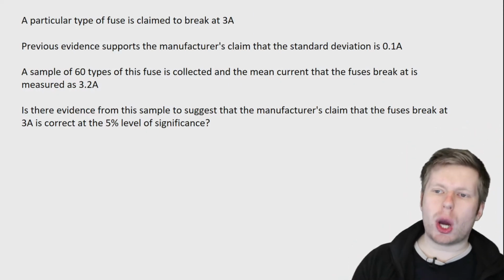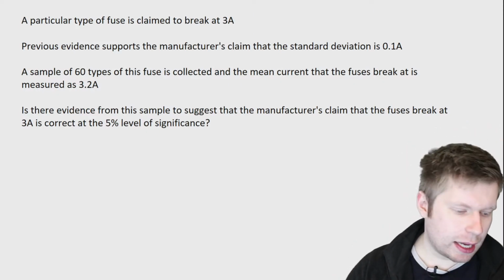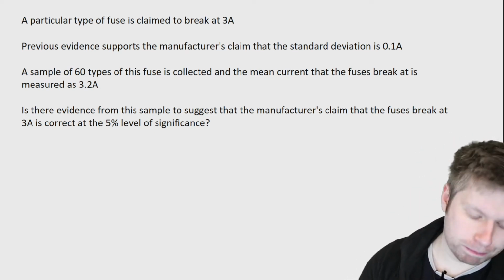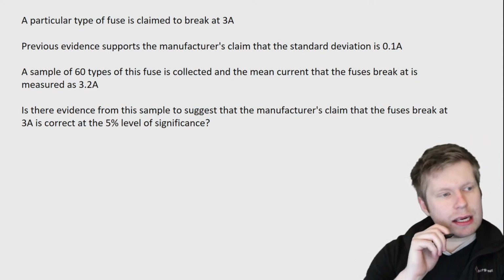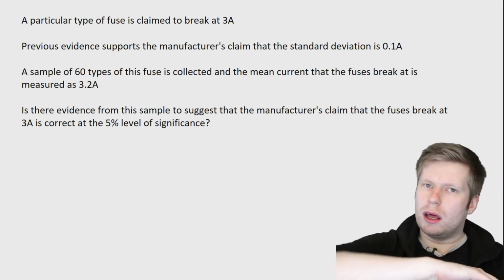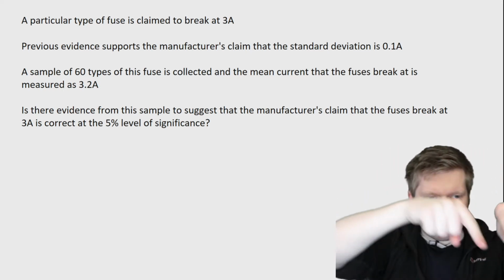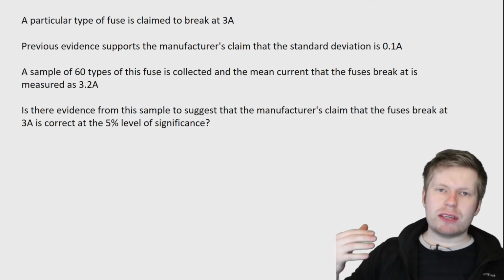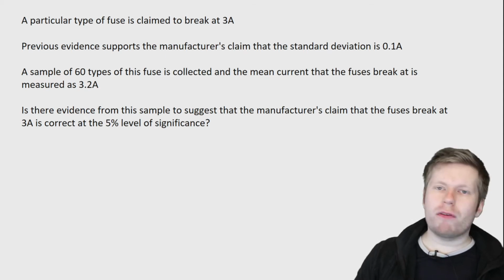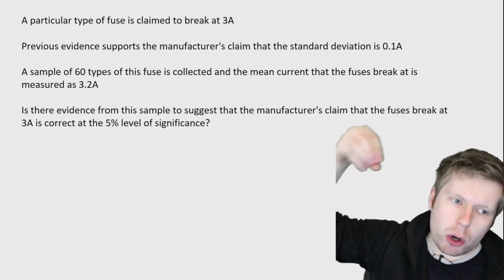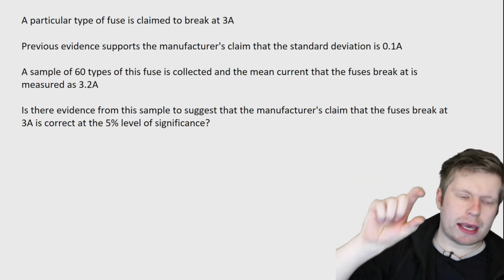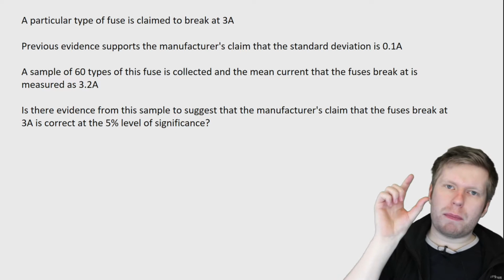I want to show you how you should actually go about calculating this particular test and how we should do a hypothesis test. So we have here a question, and it says that a particular type of fuse is claimed to break at 3 amps. So you're all aware of a fuse in an electrical circuit: current runs around an electrical circuit, and if there's too much current, then components can start to fail. So you introduce a fuse, a specific component, usually a very cheap bit of silicon I think it is, that is designed to break at a particular current.